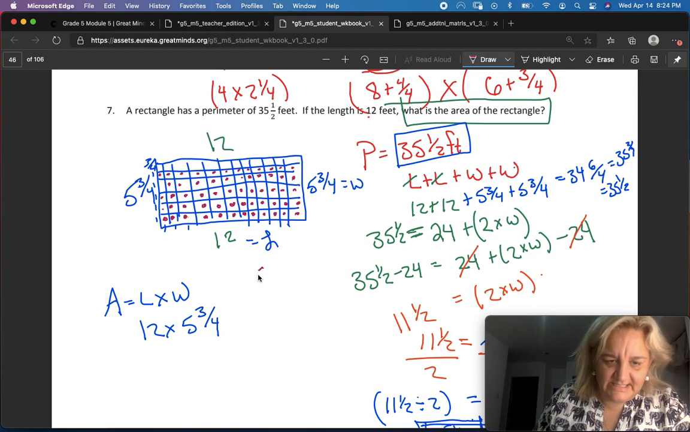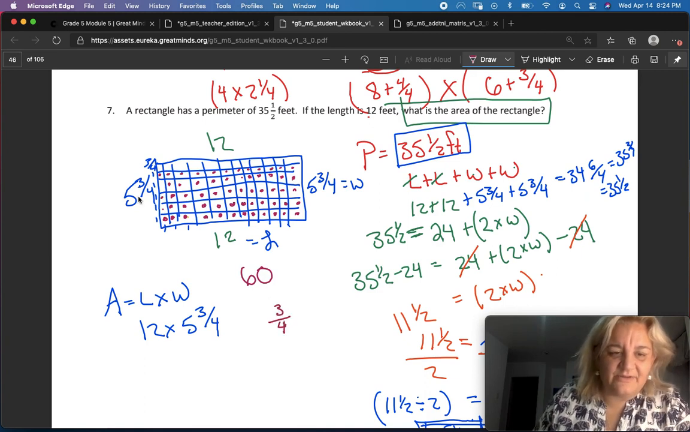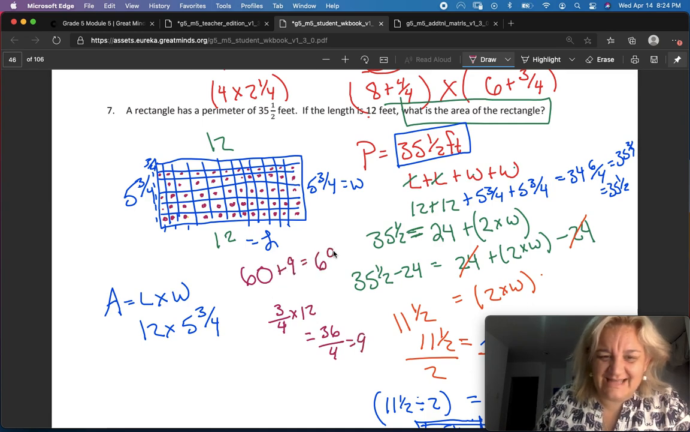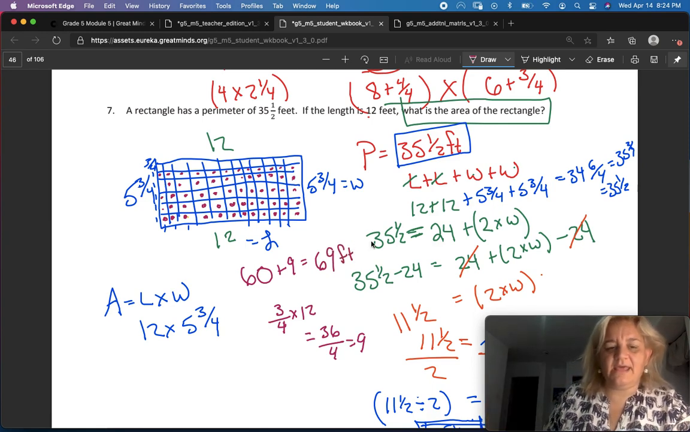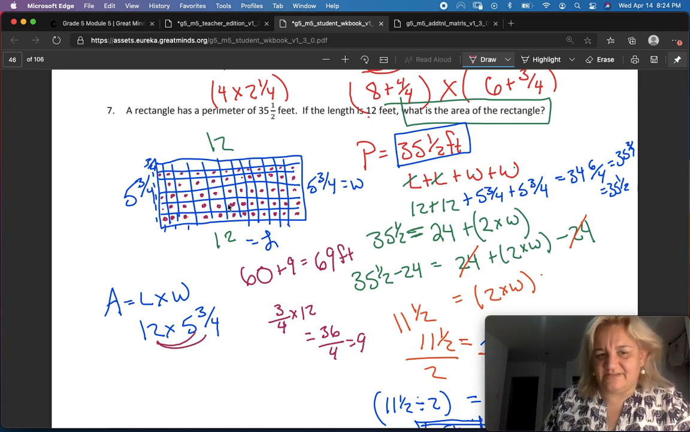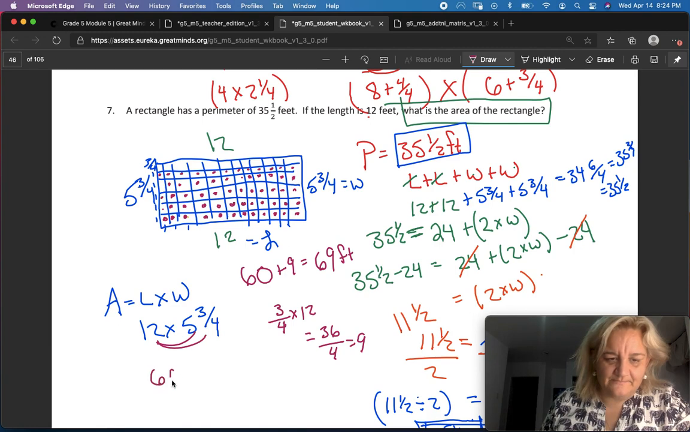Okay, 60. Now each of these is 3/4. Okay, so 3/4, and I know there's 12 of them, so 3/4 times 12 equals 36 over 4, which equals 9, which means 6 plus 9 equals 69 feet squared. Okay, and let's just double check our work here, which is, I didn't have to do all those little dots. You guys know how to do that.